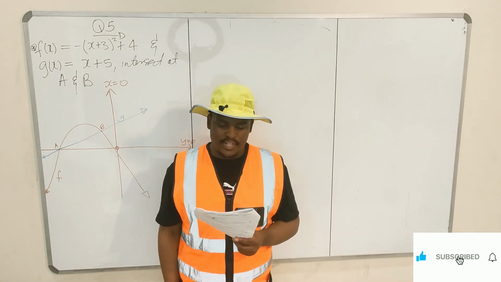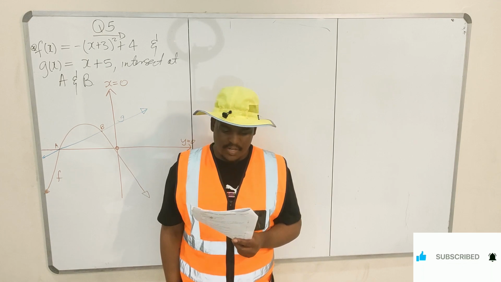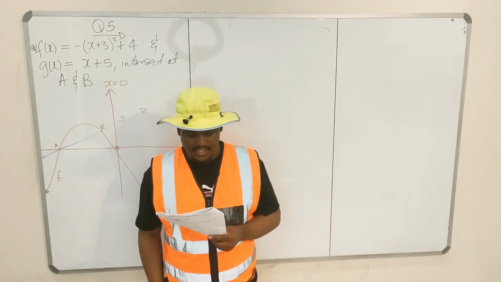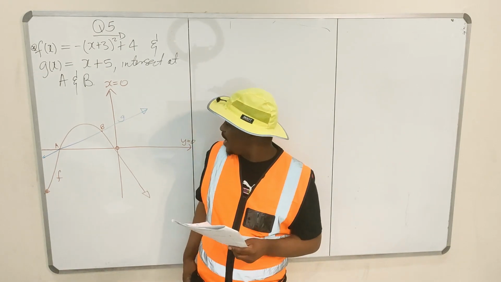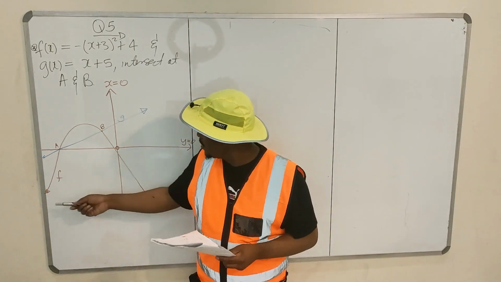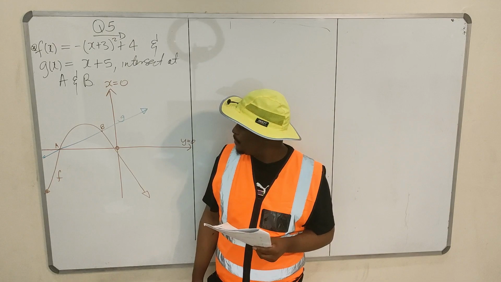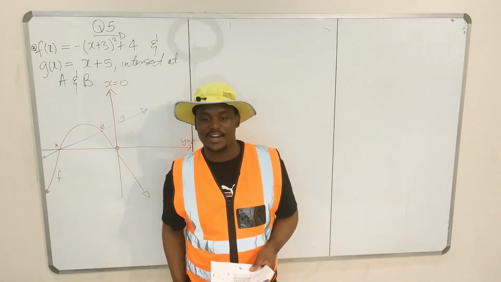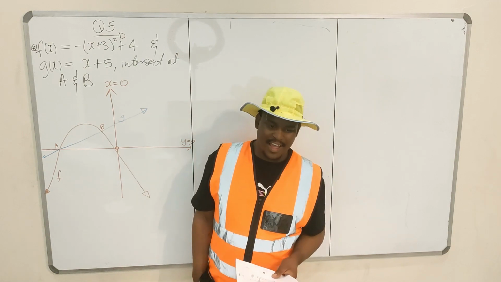So in this video, we're doing question 5 of May/June 2023 question paper, Mathematics Paper 1. And these are functions, right? You have the straight line, the blue one here, and the parabola, which is the brown one here.